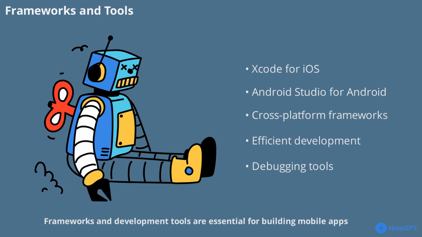Frameworks and development tools are essential for building mobile apps. iOS developers use Xcode, while Android developers rely on Android Studio. Cross-platform frameworks like React Native and Flutter simplify the process, allowing code to be reused across platforms. These tools help developers write, test, and debug apps efficiently, turning ideas into reality.